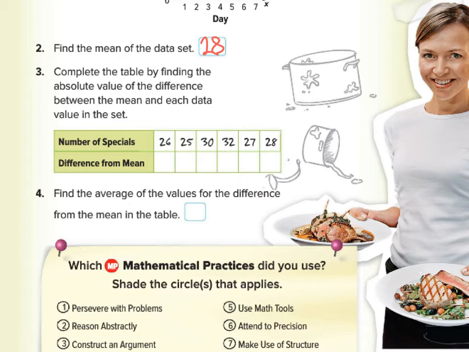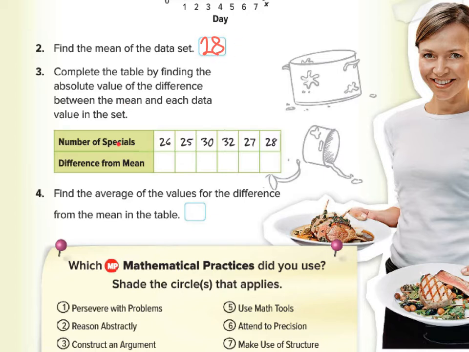Question 3. Complete the table by finding the absolute value of the difference between the mean and each data value in the set. Now, absolute value just refers to the distance from a number. Normally we work with 0. So when we work with absolute value, we're just identifying the distance from 0 in the positive or negative direction. It doesn't matter if it's positive or negative. Absolute value is just the number of units away from 0. But in this case, they're telling us from the mean, so the 28.